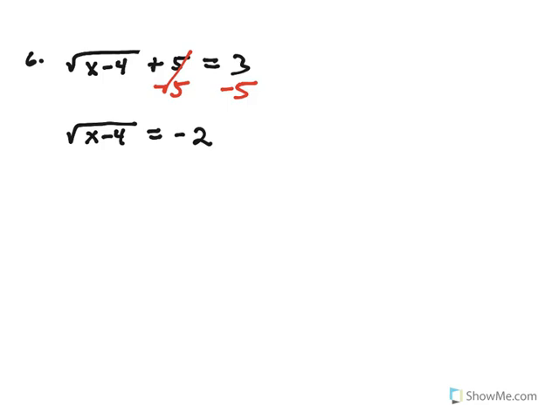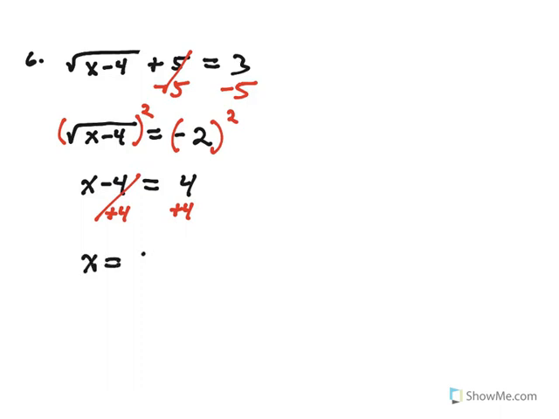And then we can do the step where we square both sides. When you square both sides, the x minus 4 falls under the radical, so we can just rewrite it without that. Negative 2 times negative 2 is positive 4, okay? And then I add 4 to both sides, because you want to get x by itself, right? And then 4 plus 4 is 8, and that is my solution.